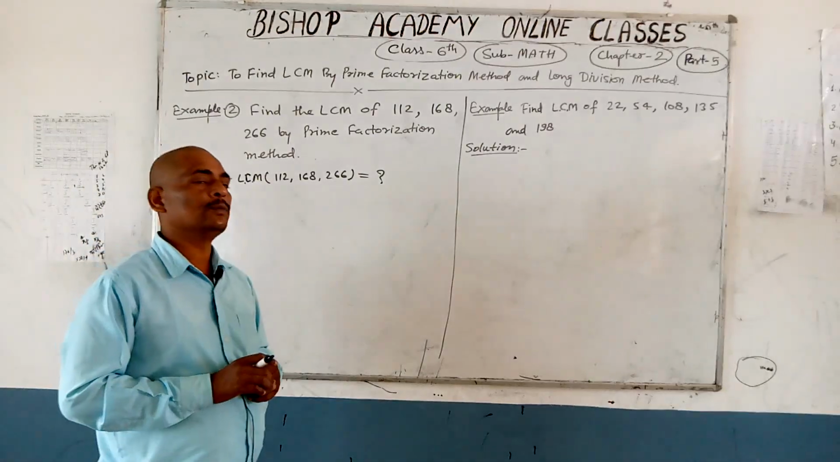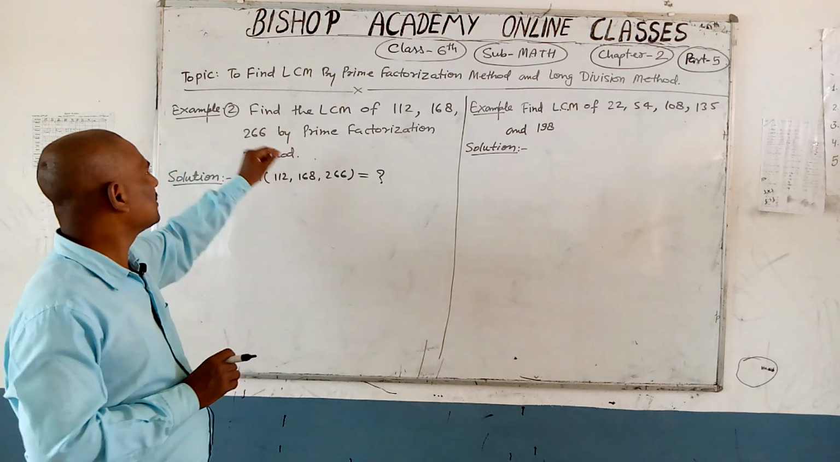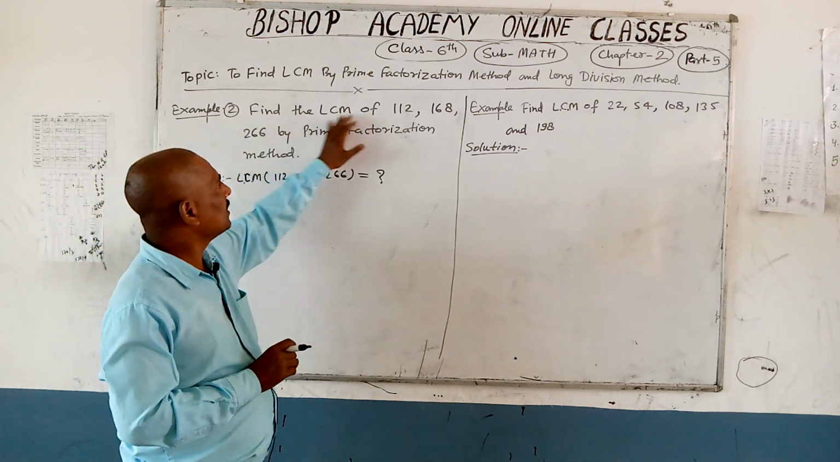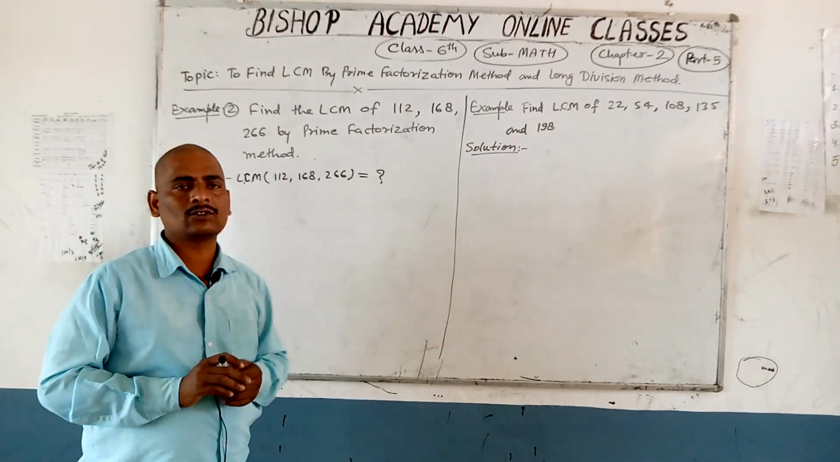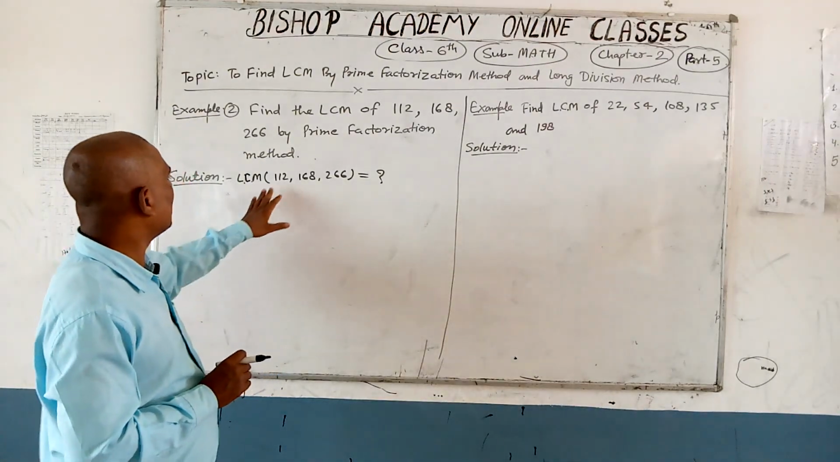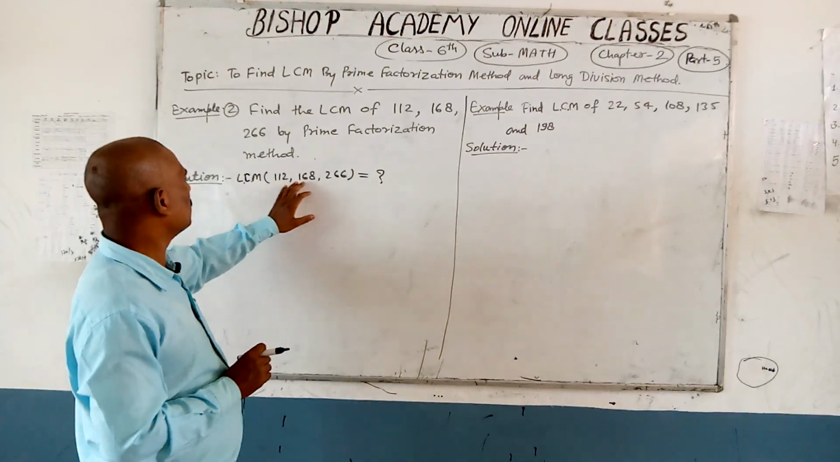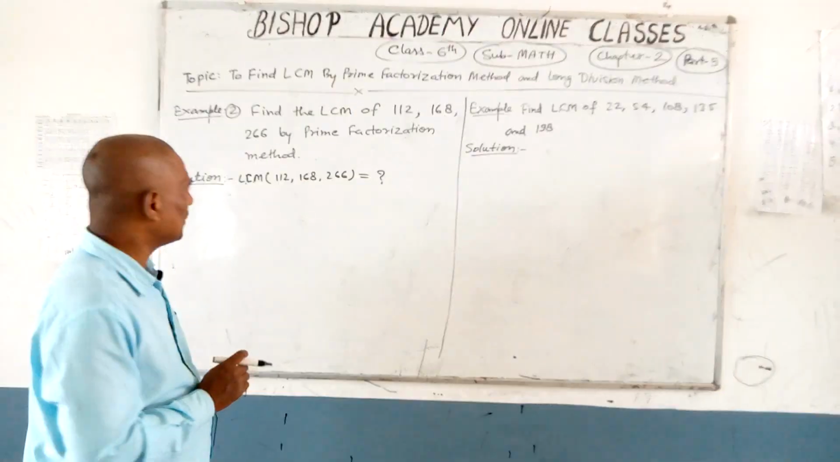Chapter 2, Video Part 5. Here through this example number 2, you will understand. Find the LCM of 112, 168, 266 by prime factorization method. So to find the LCM of these 112, 168, 266, you have to use the prime factorization method.